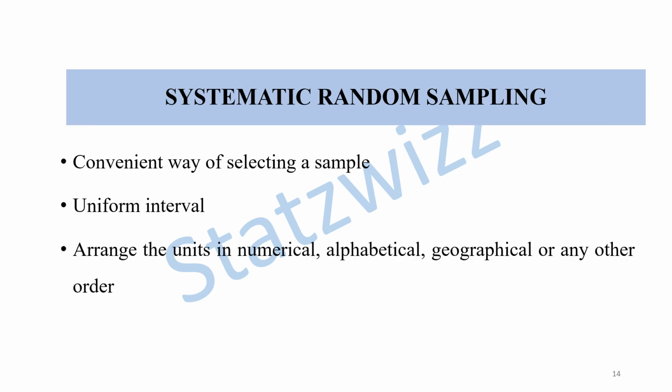The second method is known as systematic random sampling. This is one way of conveniently selecting samples, and it helps us select samples at uniform intervals. We arrange the samples based on their name or roll number in either ascending or descending order, and then select them at particular intervals, say every fifth patient or every fifth person enrolled in that class. But how do we arrive at that fifth or fourth person? We will see it in the forthcoming.